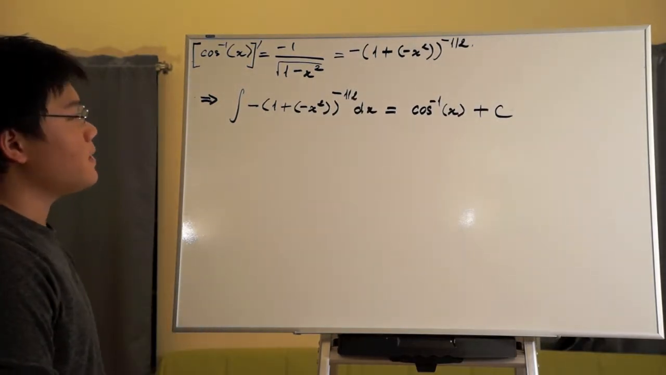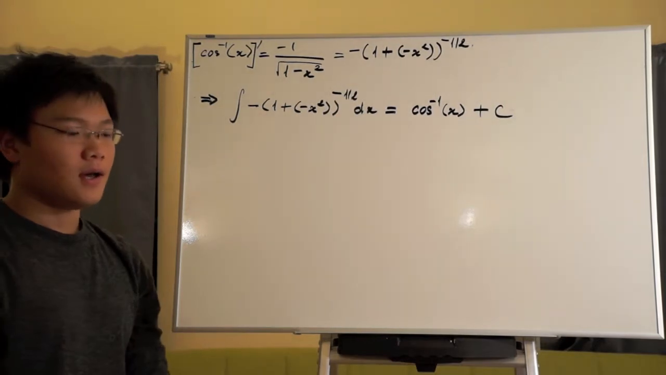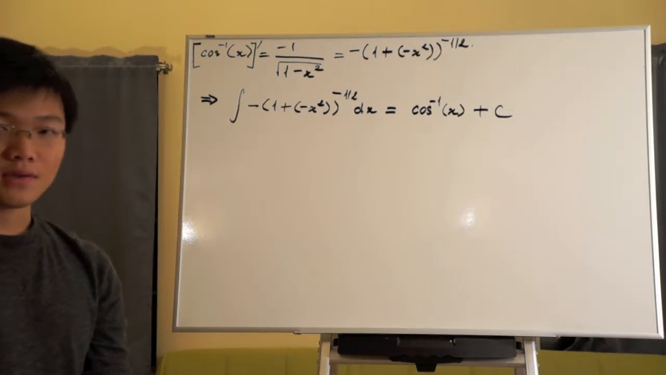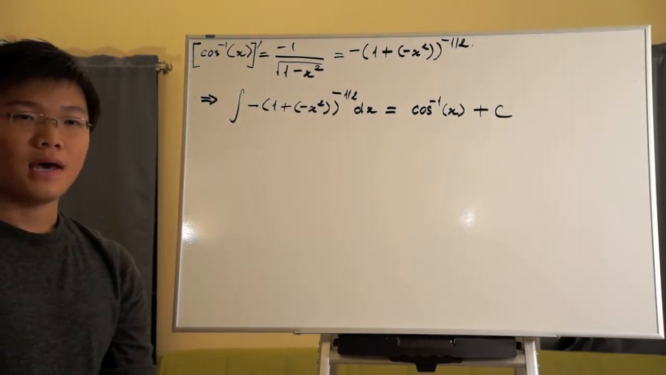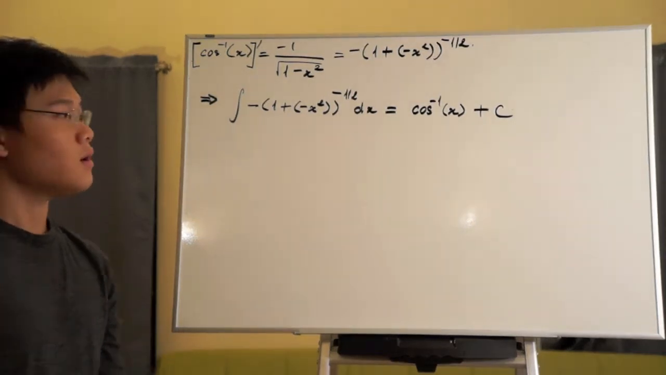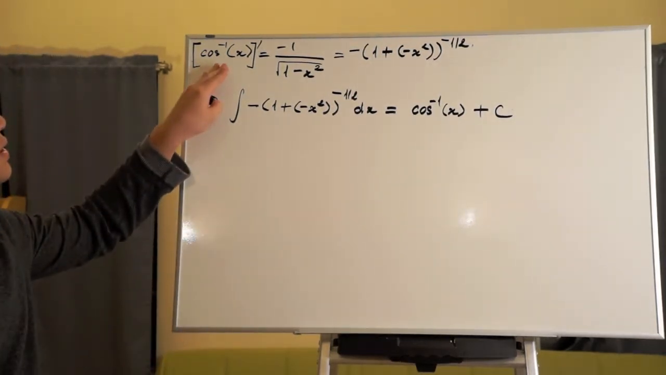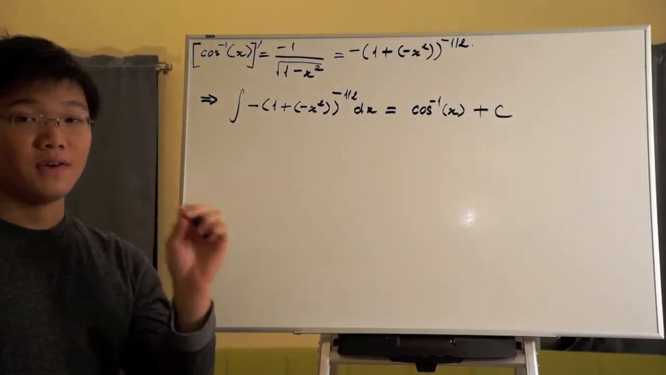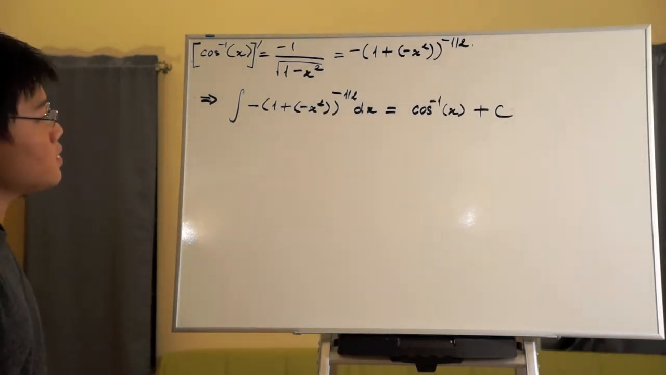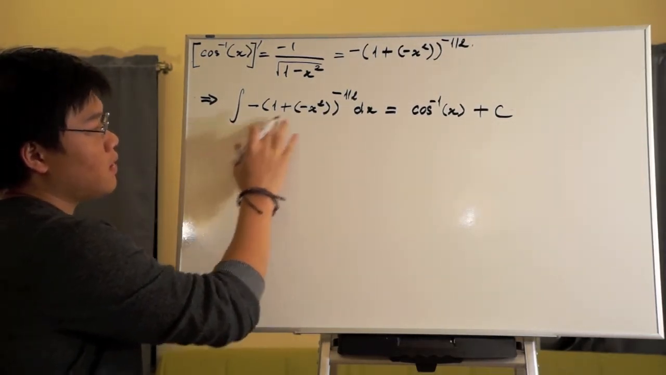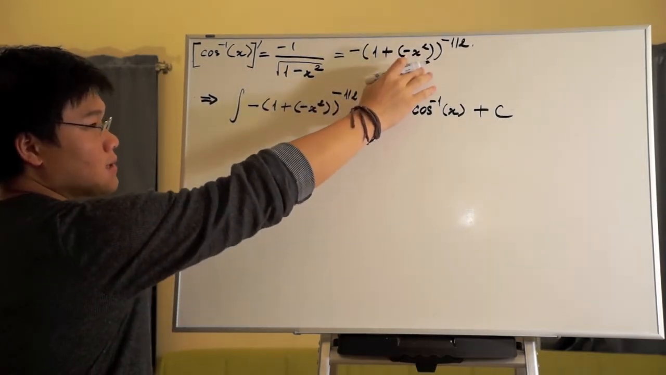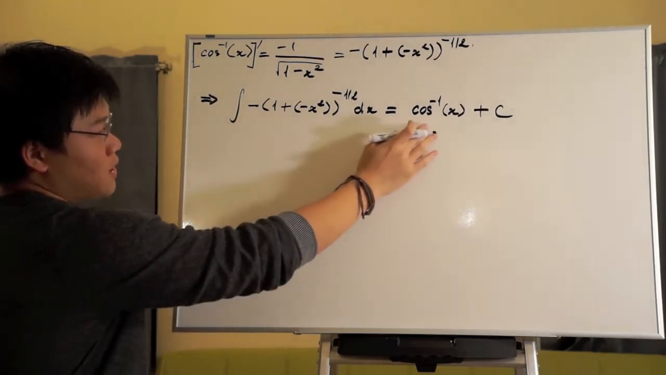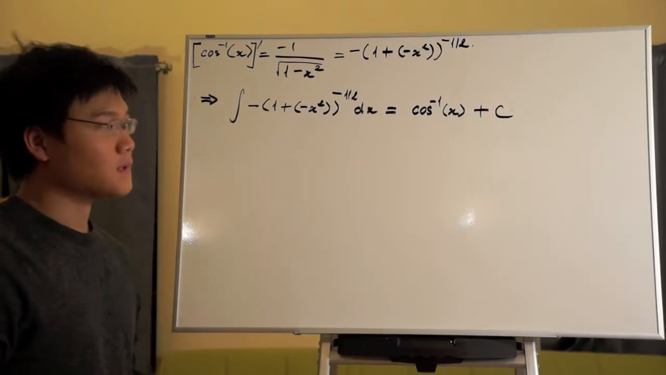And we know from the fundamental theorem of calculus that this theorem links the processes of differentiation and integration as the reverse process of one another. So what it means is that when you have a function that is continuous and differentiable, the antiderivative of its derivative is the function itself. So from there you can say that the antiderivative of minus 1 plus minus x squared to the power of minus 1/2 dx equals the inverse cosine x plus a constant c.